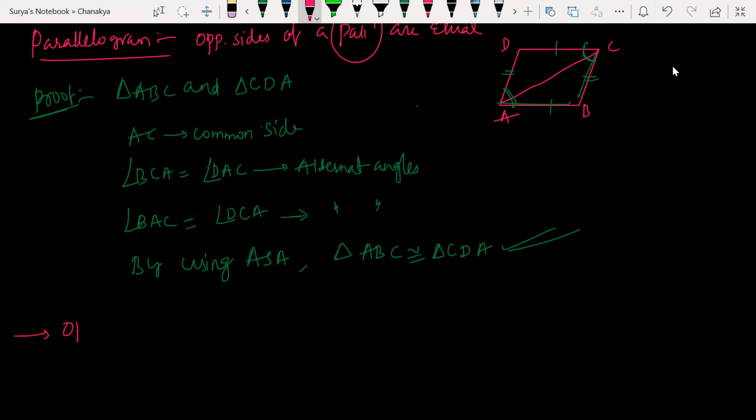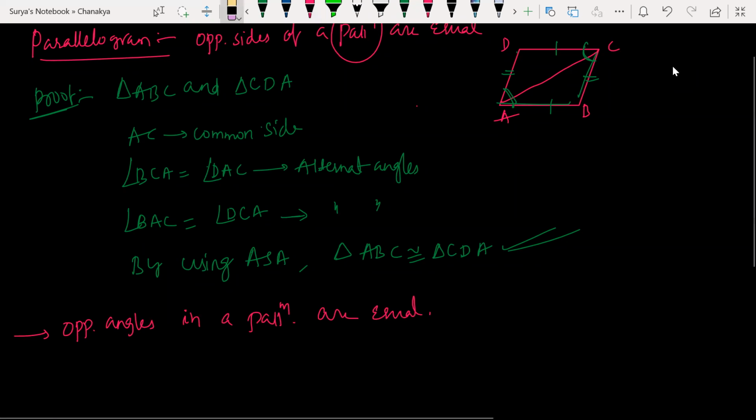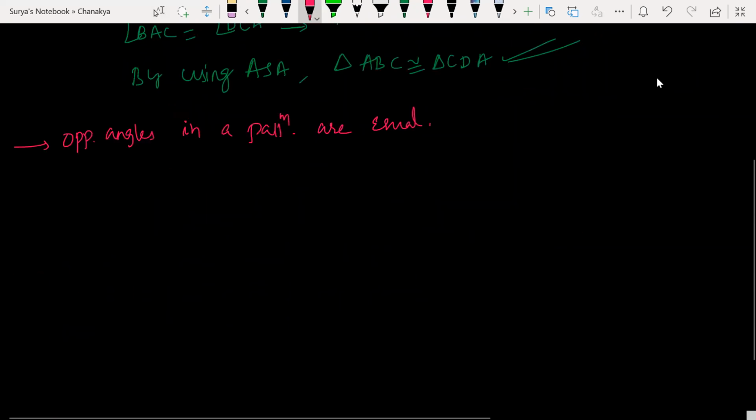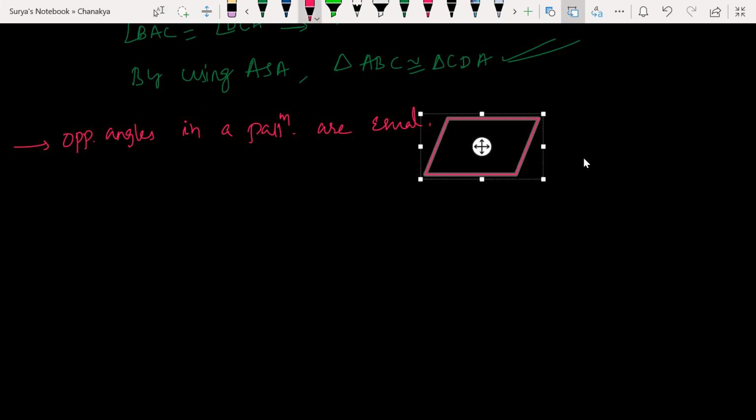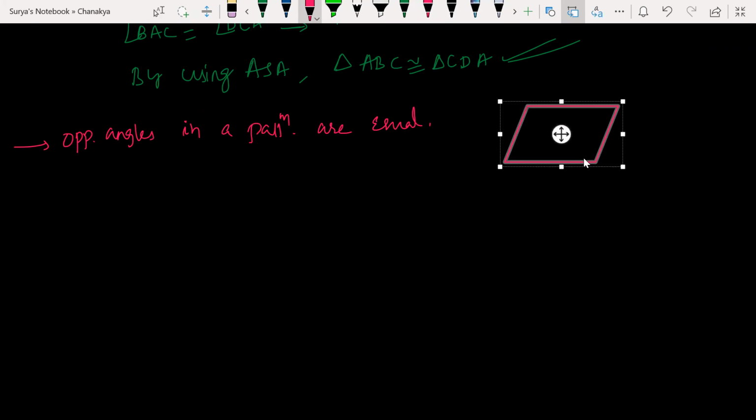Opposite angles in a parallelogram are equal. Okay, so look at this now. Any doubts? Yes, proofs are not that much important for you, but still you need to understand how we are getting that.